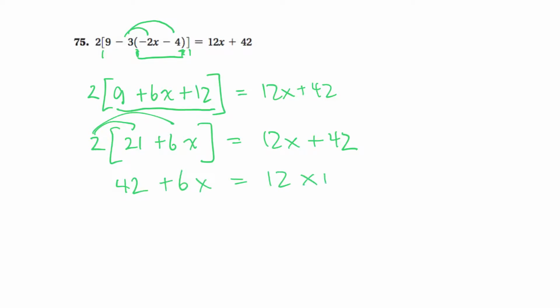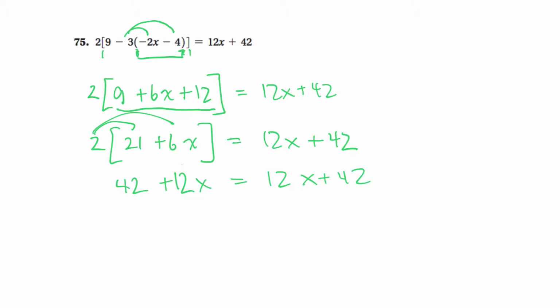Oh no, I made a mistake there. Whoops. 2 times 6 is 12. Where's my eraser? There we go. 12x. Oh, I have both sides exactly the same.